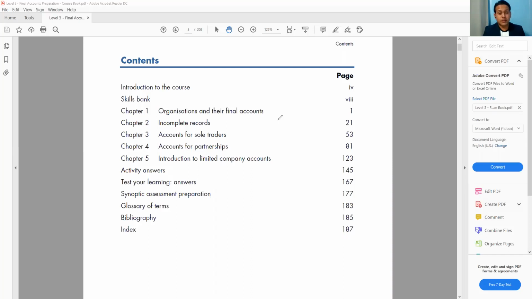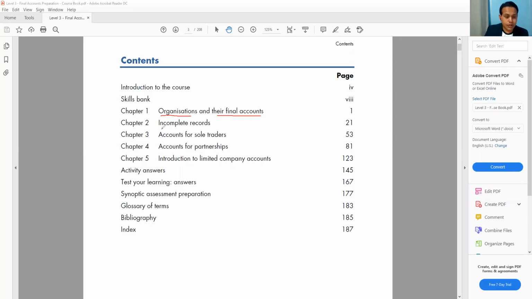So we're going to see all of this in chapter number 1. Chapter number 1 will be the introduction. We have here organizations and their final accounts. Here we're going to see how many types of organization we have. As we said, we have a partnership, a sole trader, a limited liability company, and a public limited company. All of this we're going to see in this chapter.